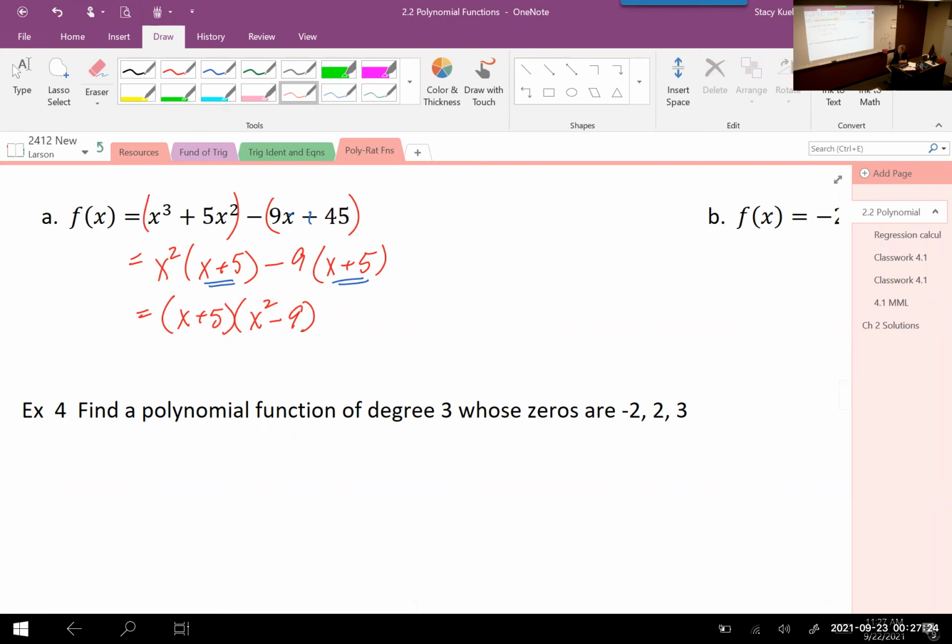Now, can I factor that again? Yes, because x squared minus 9 is the difference of 2 squares. So this would be the square root of the first minus the square root of the second, times the square root of the first plus the square root of the second, right? It factors into that plus and minus binomial. Okay.